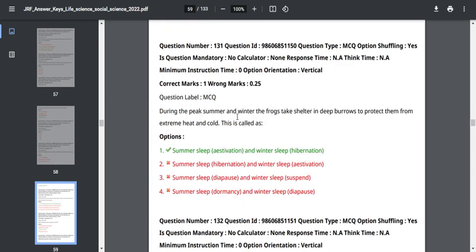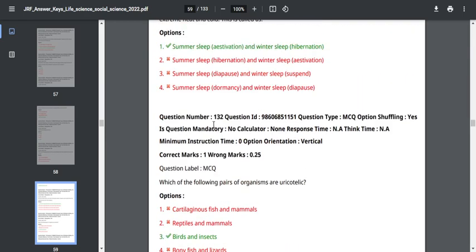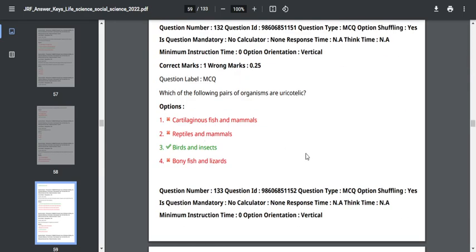During peak summer and winter, the frog takes shelter in deep burrows to protect itself from extreme heat and cold. The summer sleep is called estivation and the winter sleep is called hibernation. The same question was also asked in the CSIR examination, friends.